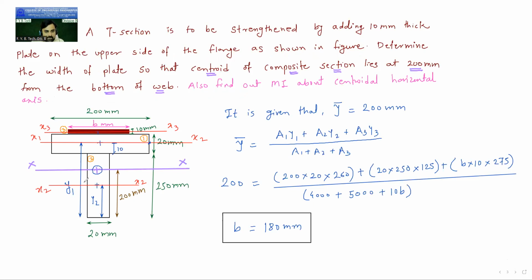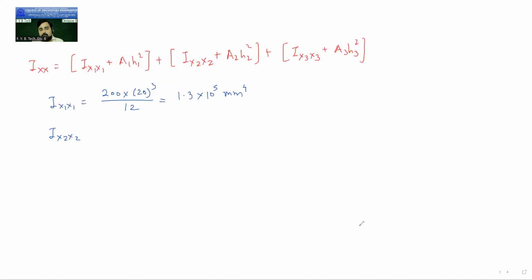X2 is this second figure. The area of this second figure is this much. This is 250, so this x2 axis is cutting the dimension of 250 for this figure. So it will be 20 into 250 cube by 12. What is the answer for this? 2.6 into 10 raised to 7 mm raised to 4.